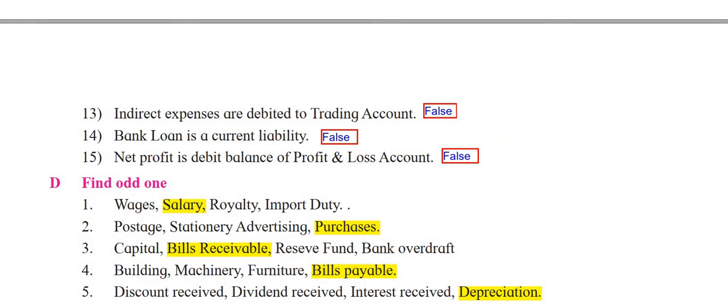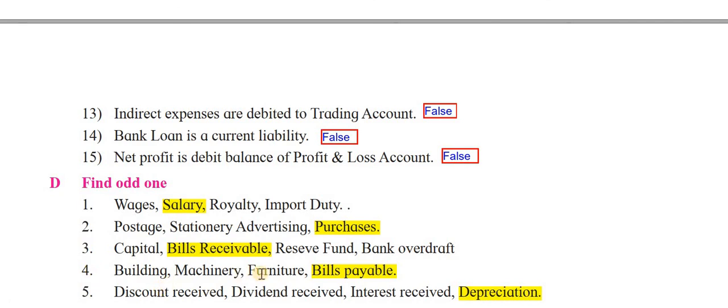ठीक है. Third one, capital, bills receivable, reserve fund, bank overdraft. If you can see, children, capital, reserve fund or bank overdraft are liabilities. Bills receivable is an asset. So odd one out is bills receivable for sure. Let's go to the next.